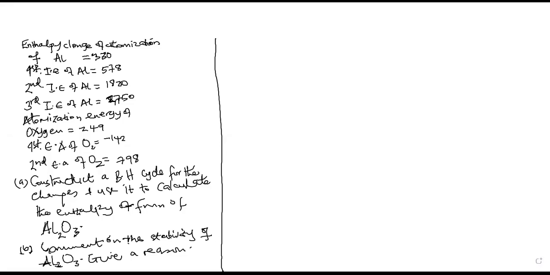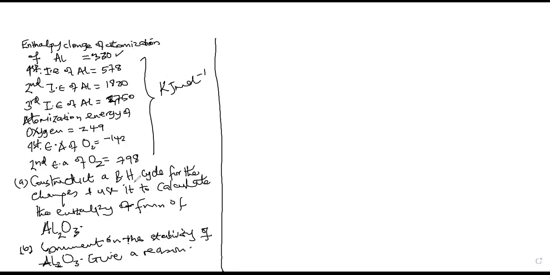So here is a different question. We are given the enthalpy change of atomization of aluminium, and all these are in kilojoules per mole. We are given the first electron affinity of aluminium, second, third. Then we are given the atomization energy of oxygen, the first electron affinity of oxygen, and the second electron affinity of oxygen.